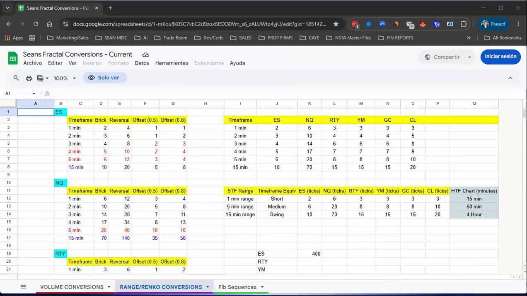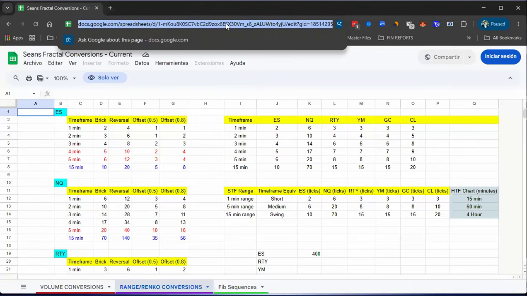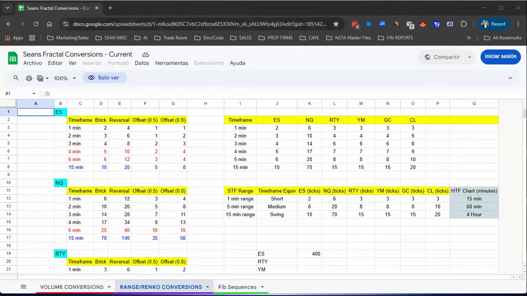So I built a document. I'm going to share this with you guys, and it's open for you guys to have. I spent a lot of time building this. And let's take a look here. You guys can click on it, make a copy of this document. There you go. You can click on it. This is the current one. This is why it says current up here.